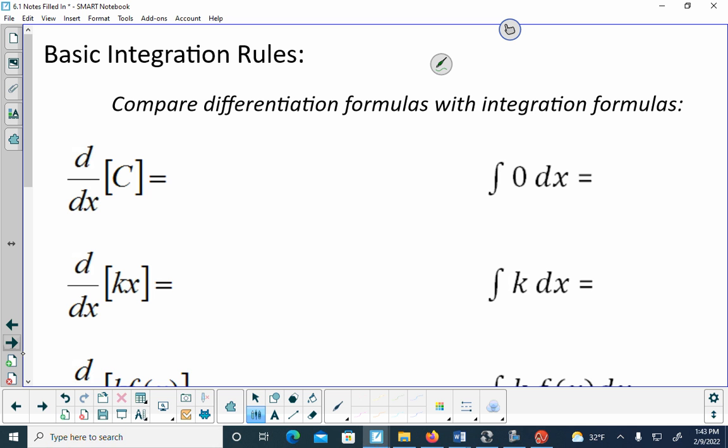So if I ask you to take the derivative of a constant, what's the derivative of a constant? 0. So if I'm asking you to take the antiderivative of a constant, what's that going to be? Just the c. I said the constant. I should have said 0. My bad. Now if I take the derivative of some number times x, like 3x, I would get 3. So in this case, I would just get k. So when I'm taking the antiderivative of just a number, I'm going to get kx plus c.